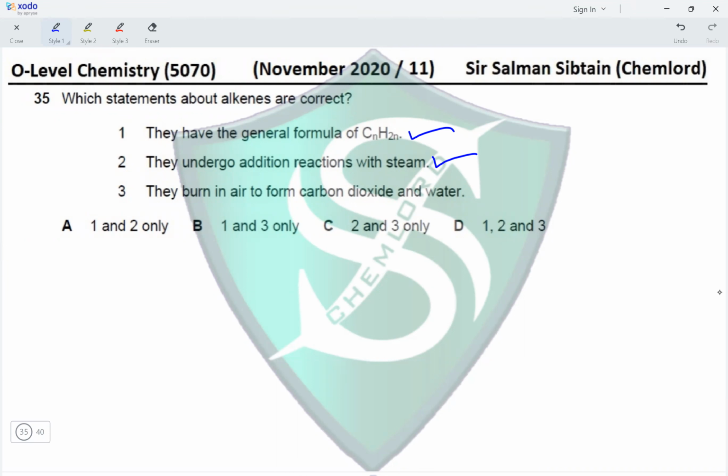Yes, combustion of hydrocarbons produces carbon dioxide and water only. All three statements are correct. So this makes option D the correct option for this question.